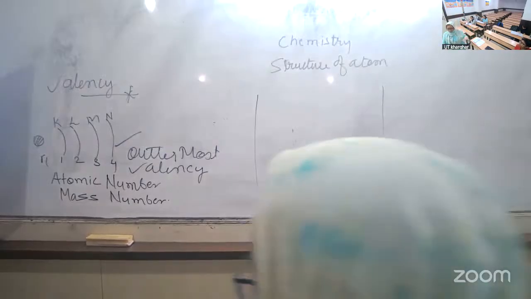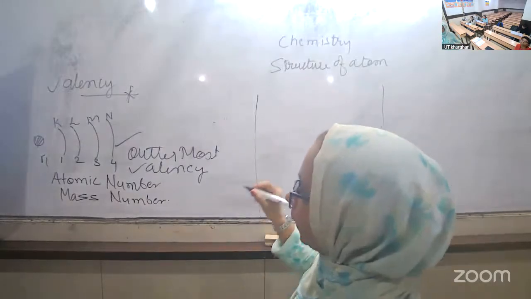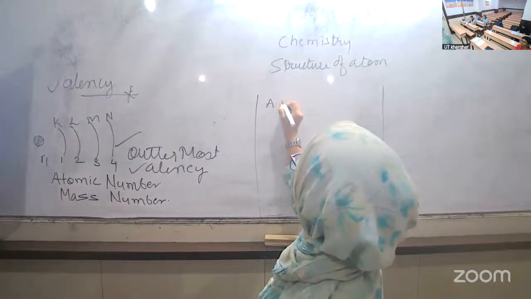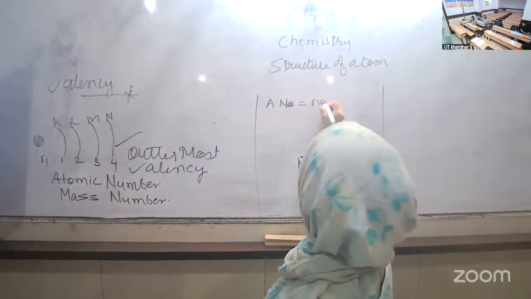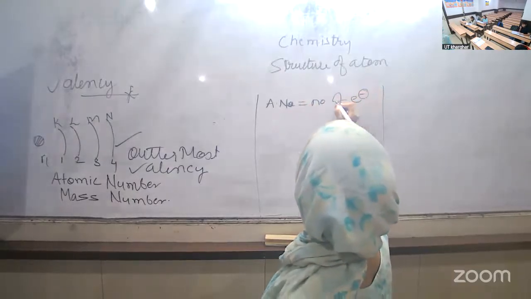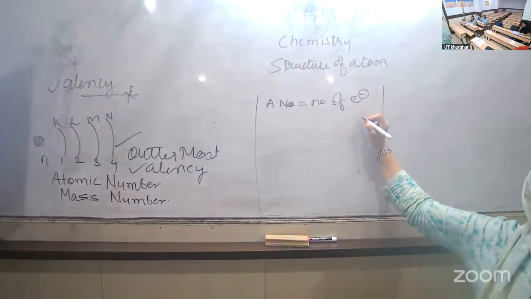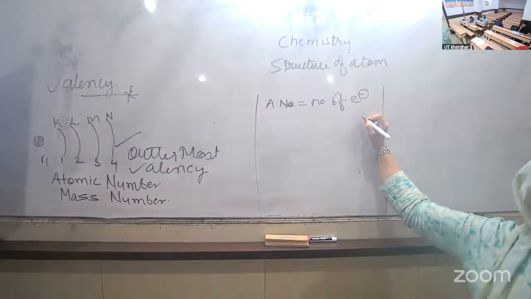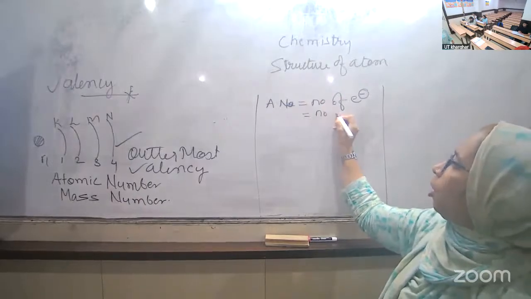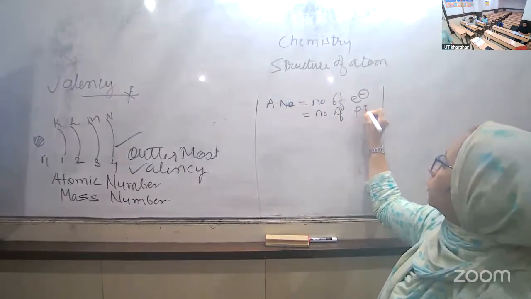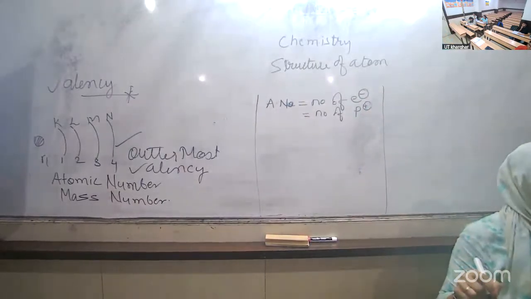Now see here, before you proceed for the next part, see here. Atomic number, short में मैंने लिखा है. It is number of electron. Where these electrons are present? In the orbit or shell. And this number, it is equal to number of protons. And where these protons are present? In the nucleus of an atom.